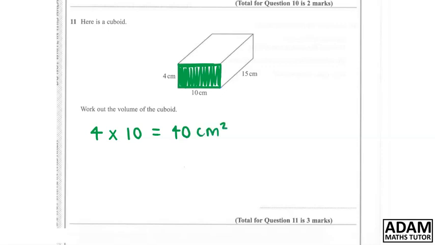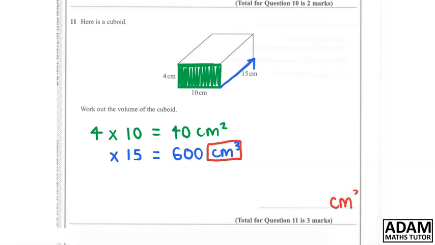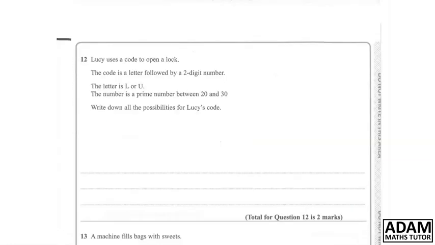And then to find the volume from the cross-section, I then need to multiply by the height or the depth of the shape, which in this case would be 15. 40 times 15 is 600 centimetres cubed. And notice that the centimetres cubed is not given to you on the answer line, so you will be awarded a whole mark for getting the units correct. So 600 centimetres cubed.